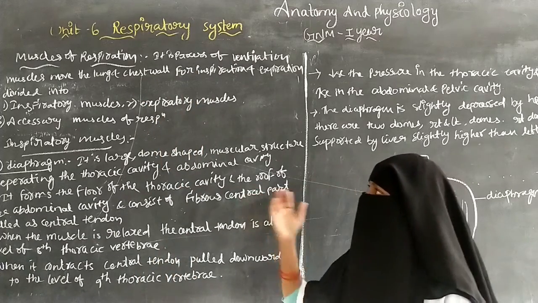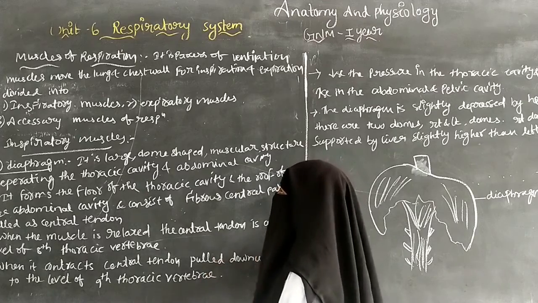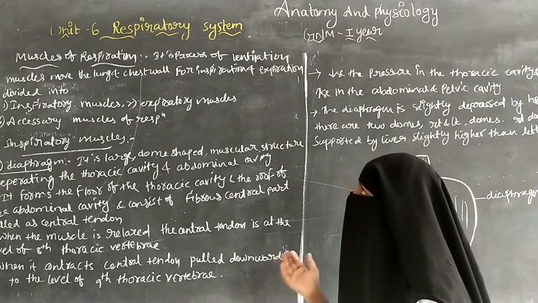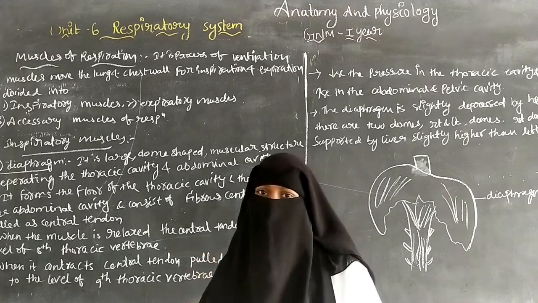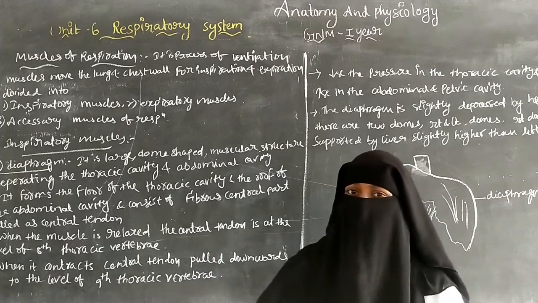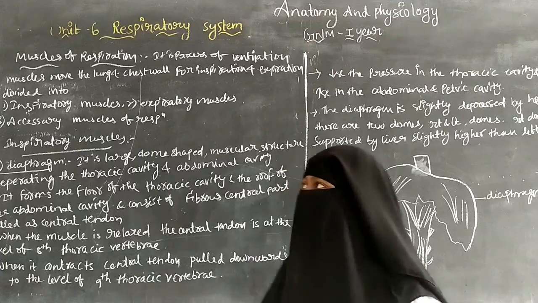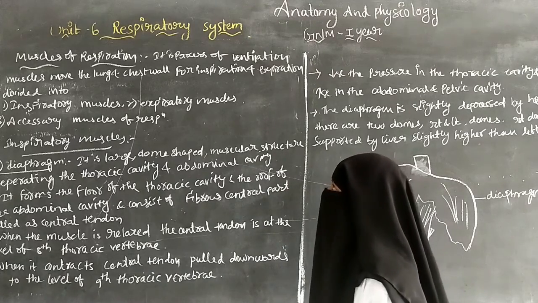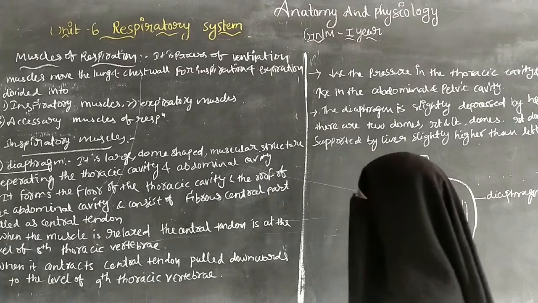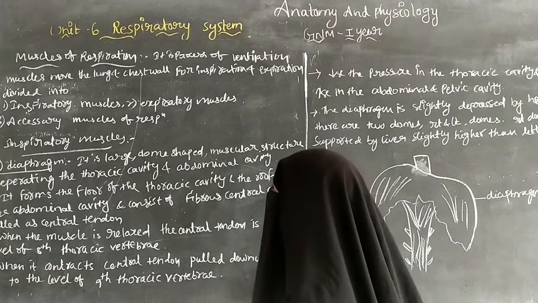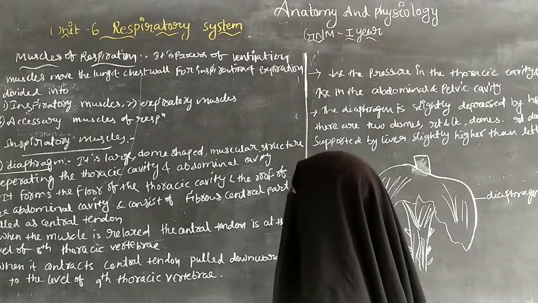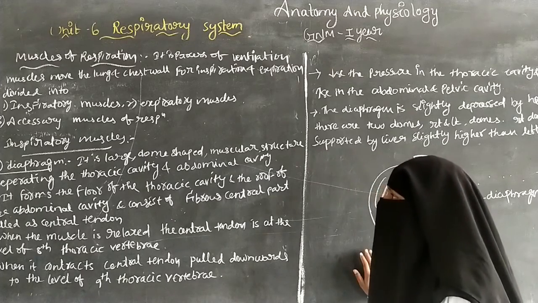So there are muscles of respiration. The muscles are one part of the respiratory system. They help in the respiratory process. The muscles of respiration carry out the process of ventilation, and they move the lungs and the chest wall for inspiration and expiration.